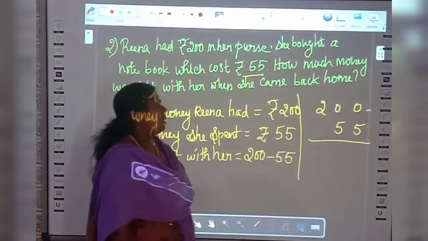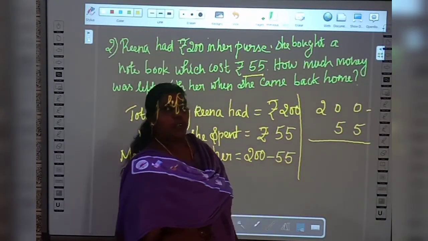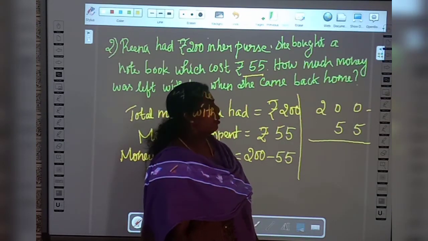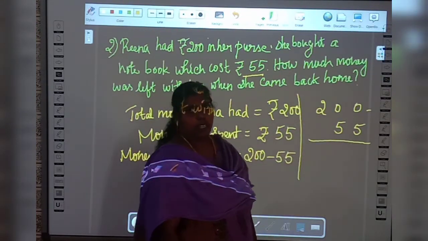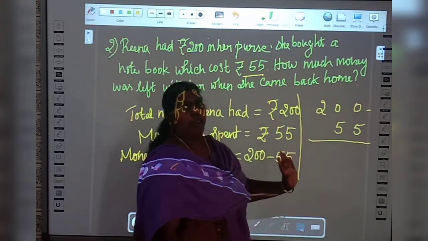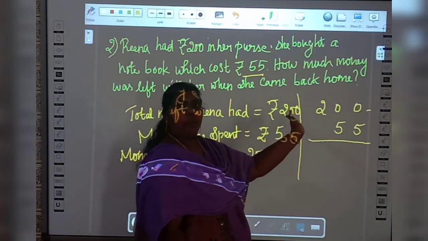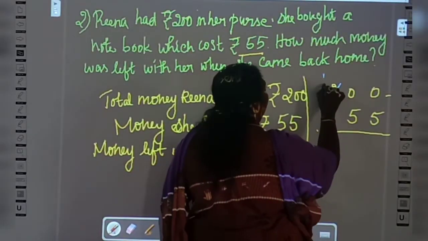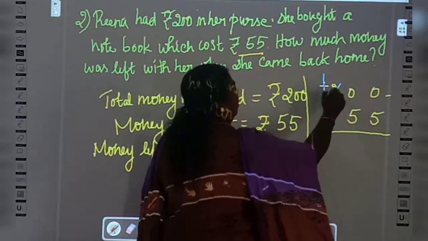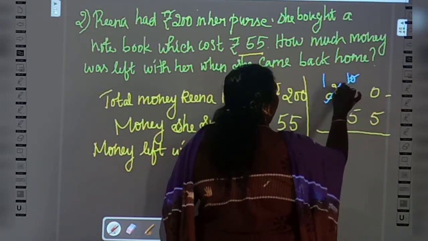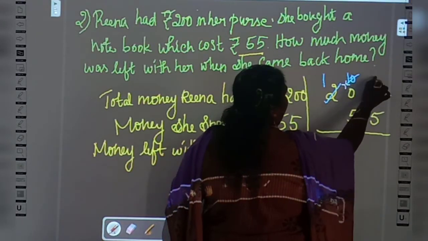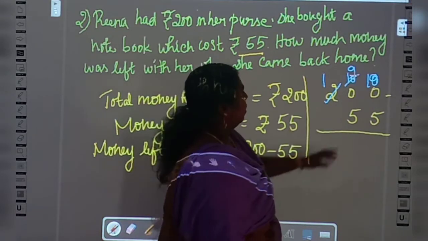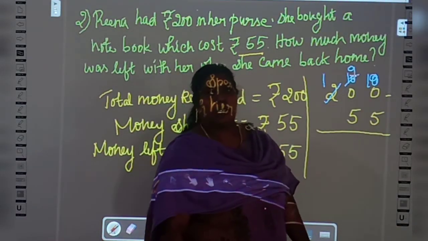Subtract these values. 200 minus 55 first. In the ones place, 0 minus 5. Is it possible to subtract? No, isn't it? What do we have to do? We are going to borrow from the tens place. But the tens place also has no number, isn't it? Then what do we have to do? We have to borrow from the hundreds place. If you borrow here, then 1 will be left here, and here 10. Then from 10, we take 1 here, so that here 10, but here 9. Then 10 minus 5.